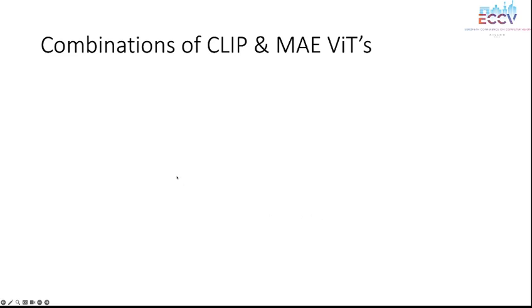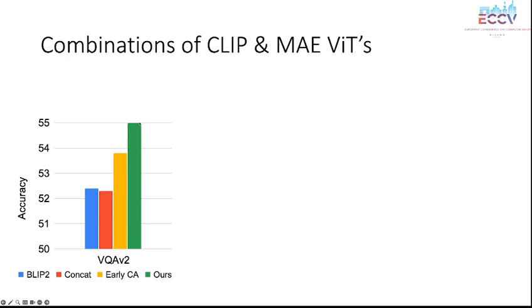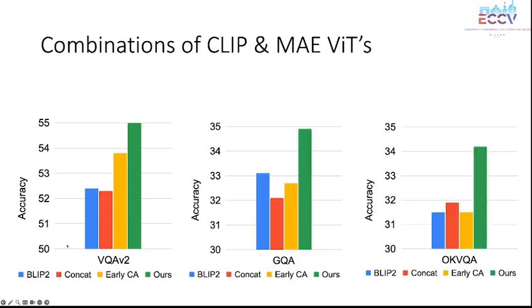Now let's come back to the combination of CLIP and MAE and see how our method compares with the other approaches. On the VQA-V2 dataset, we show that compared to simple concatenation and early cross attention, our method gets a good improvement on all three datasets, VQA-V2, GQA and OKVQA, indicating that our method is effective in learning the benefits of both contrastive and MIM objectives.